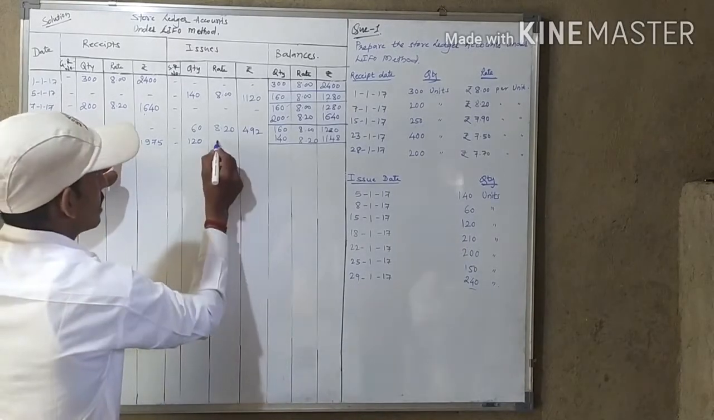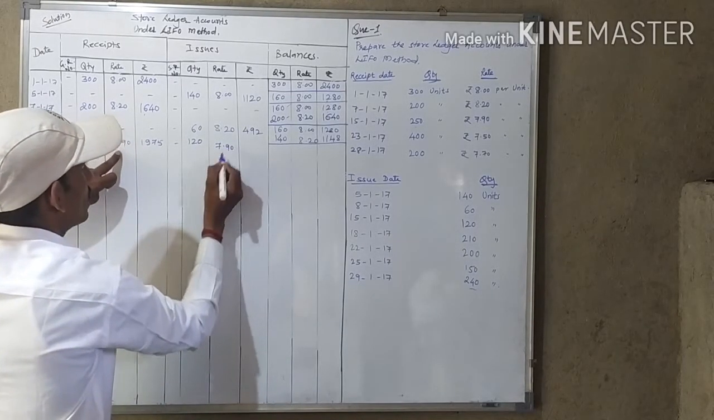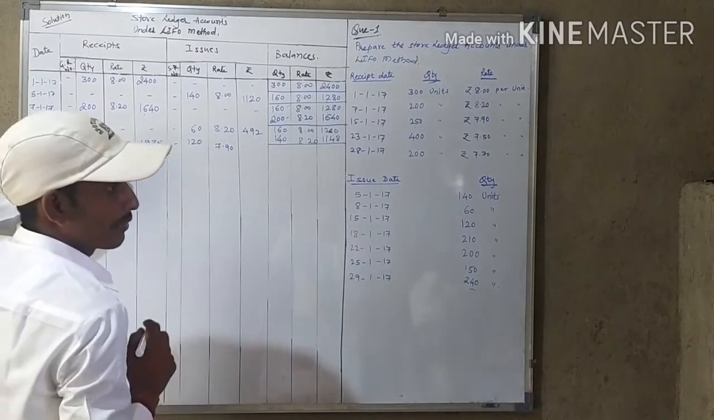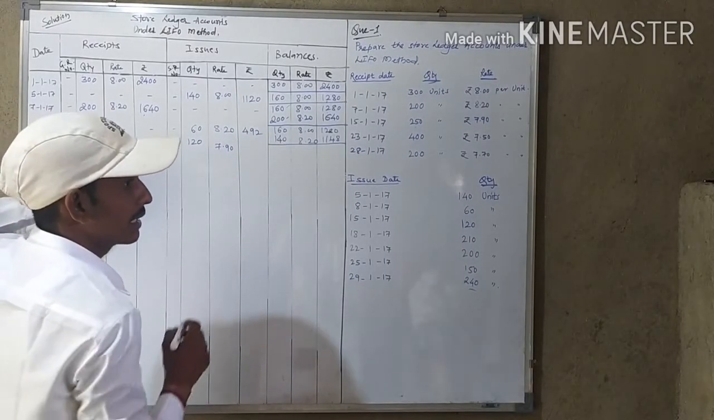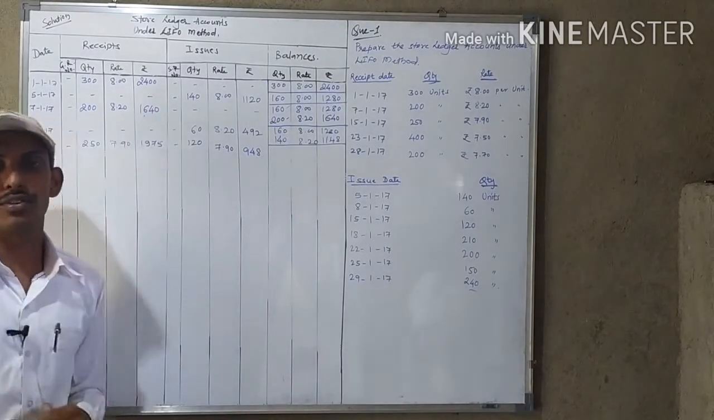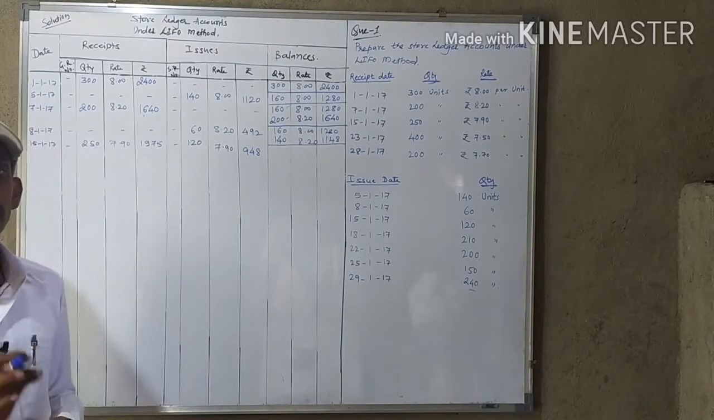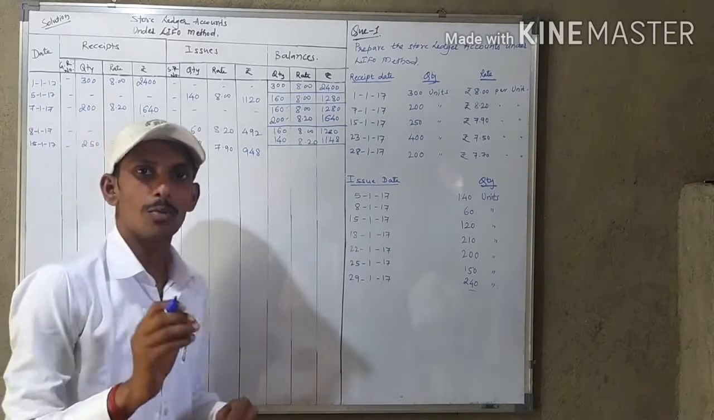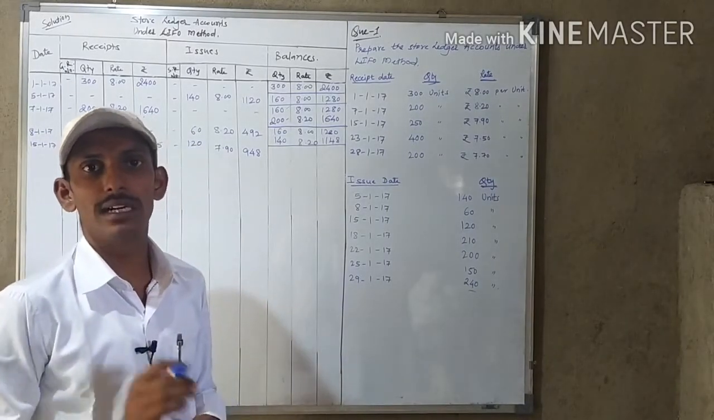So here it is, rate is 7.90. So after calculating this you will get 948. Okay, this is how you have to record the entries. Now you have to show how much closing stock is available with the godown.